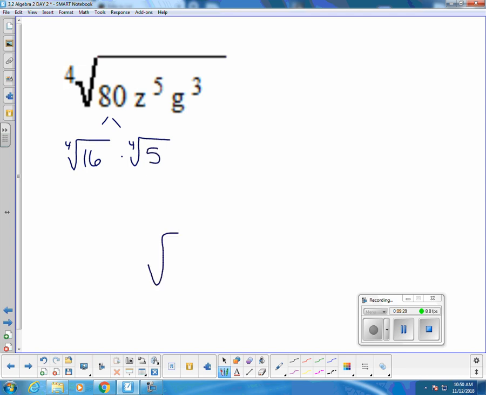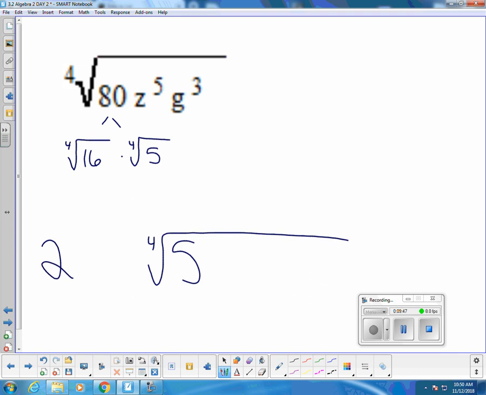Let me go ahead and make my empty radical sign so I can start filling things in. The 4th root of 16 is 2. That will go up front. The 4th root of 5 cannot be simplified anymore. That means the 5 will go inside. Does that make sense what we've done so far?